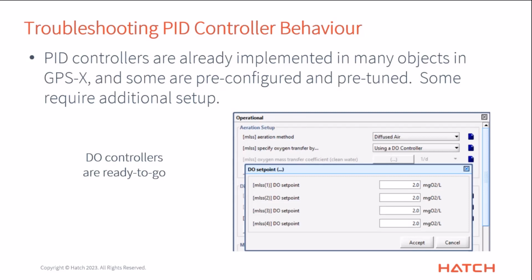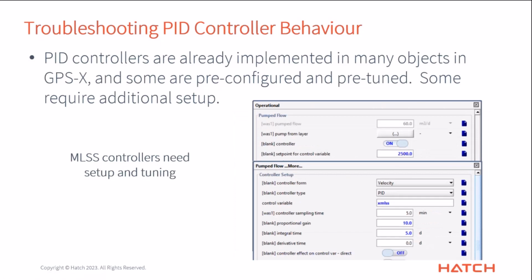Now we have a lot of these already implemented in many of the unit processes in GPS-X. Many of them are already pre-configured and tuned nicely, all set up for you and ready to go. The DO controller is an example of that. If you just select DO controller, which is also the default, and you set these set points, it will adjust the amount of air required to meet those, and then you can plot the air and see how much that was.